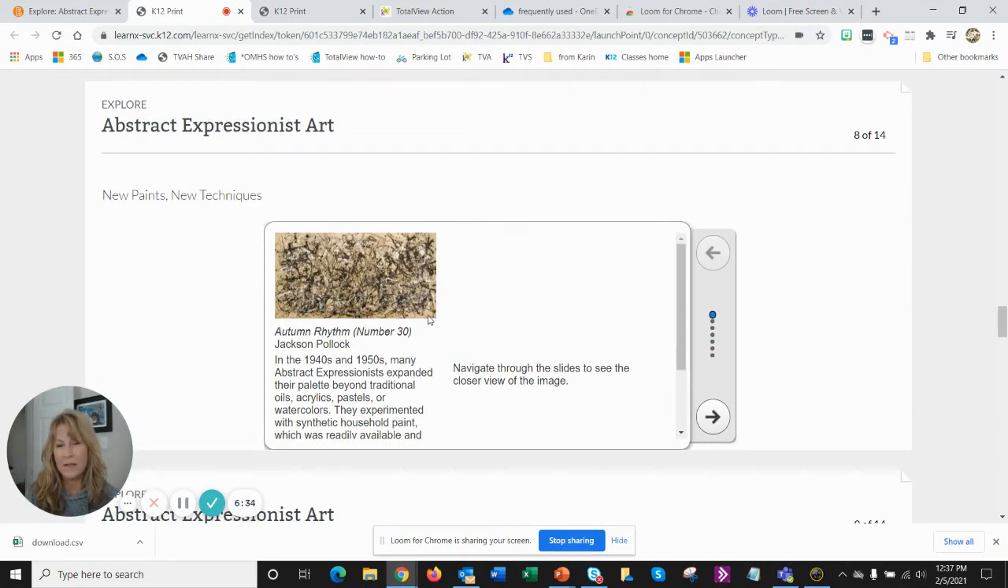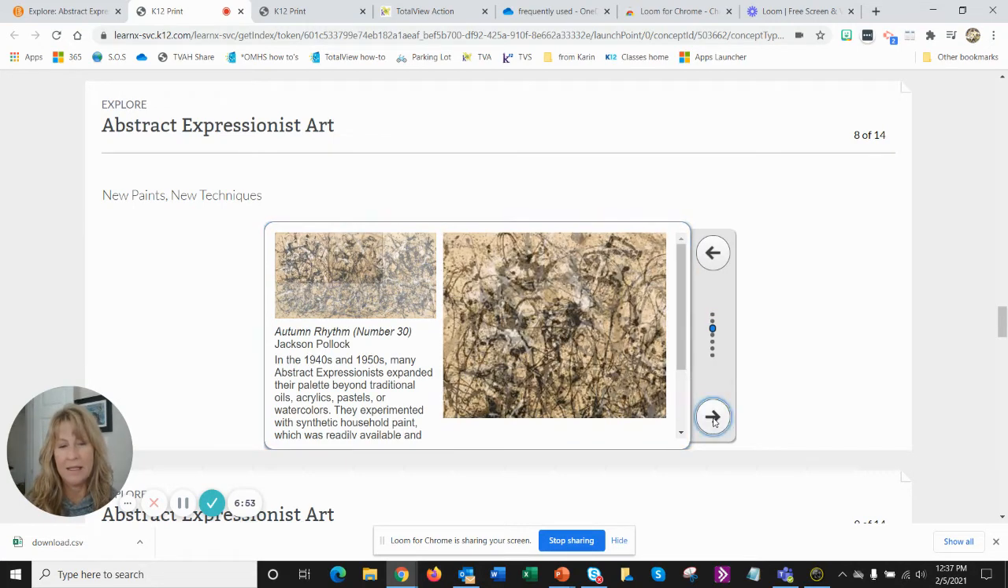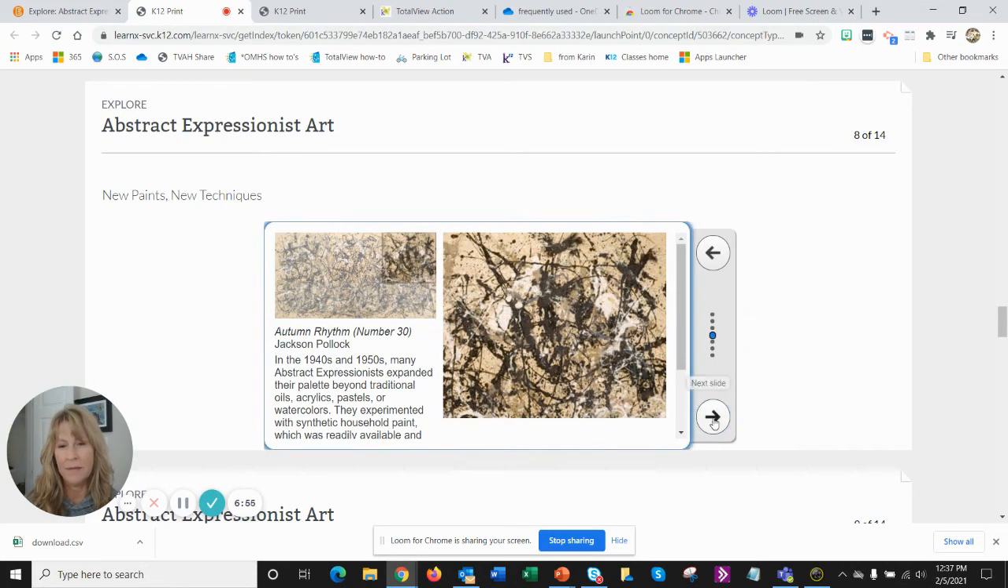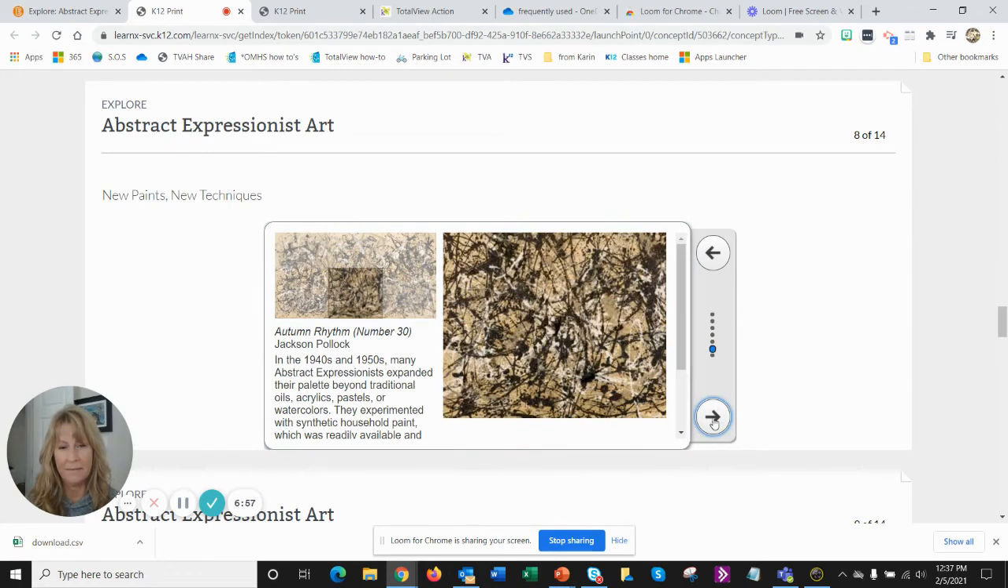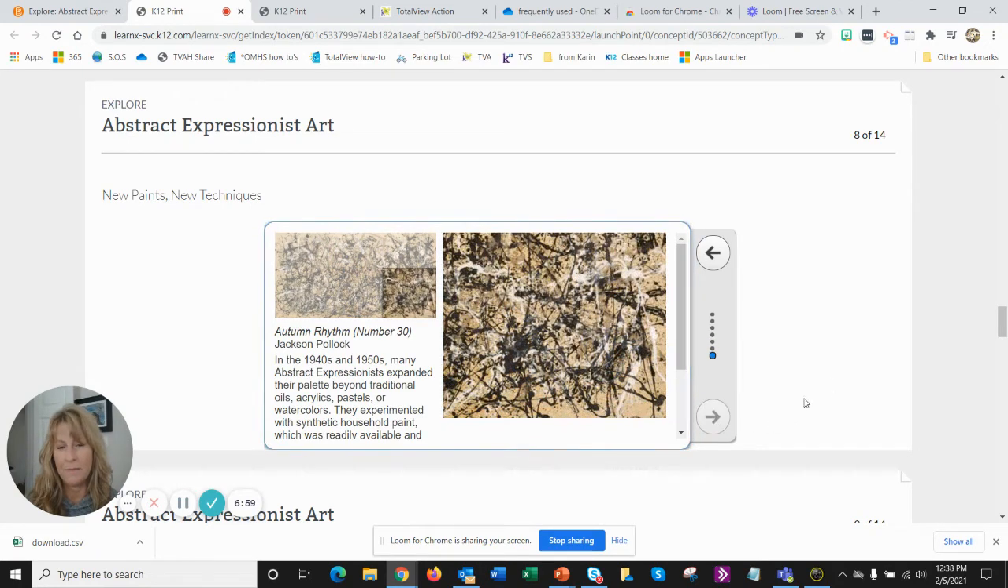So in Autumn Rhythm, which we see here, we'll navigate through the sides to see a closer view, but they experimented with synthetic household paint, pastels, watercolors, oil, acrylics. So they used a wide palette with all of the available tools. So that's a little bit closer. We're kind of moving around looking at the painting more close up.